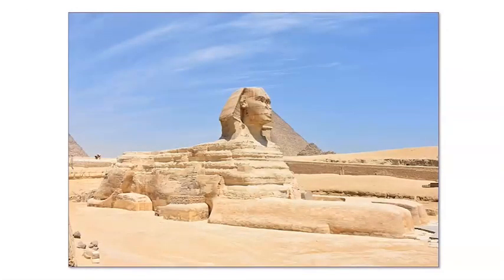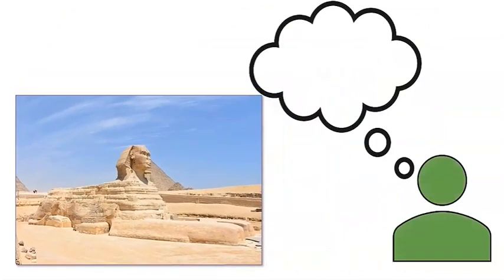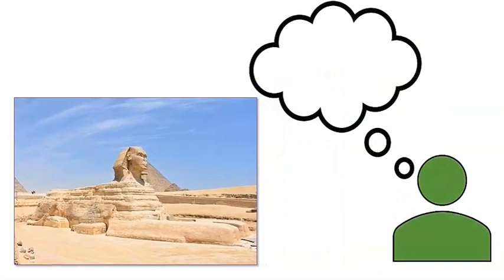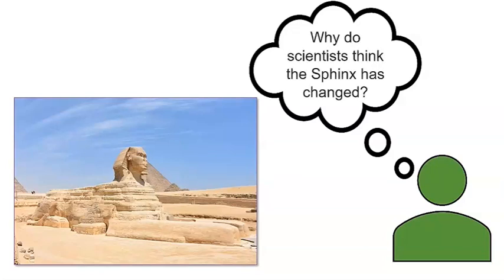But wait a minute. If the Sphinx has been changing for 4,500 years, then no one alive today saw the Sphinx when it was first built. If no single person can observe the Sphinx changing over 4,500 years, why do scientists think the Sphinx has changed?